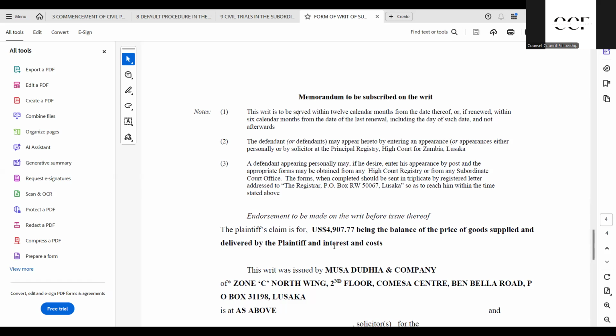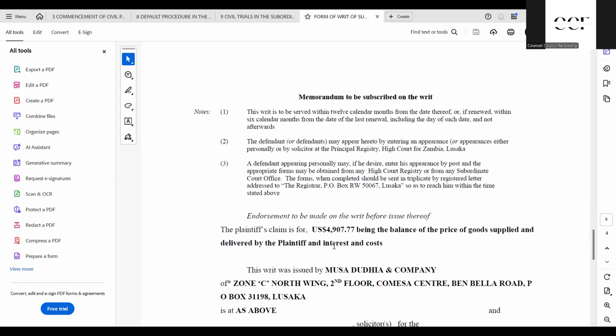You must be able to serve it on the defendant within 12 months; thereafter, this writ will be invalid. Okay, it will have expired. So it is instructing you of the period in which you have to serve that writ. Secondly, it says the defendant may appear hereto by entering an appearance, either personally or by solicitor. This is simply giving instruction to the defendant that they can appear personally or through a lawyer.